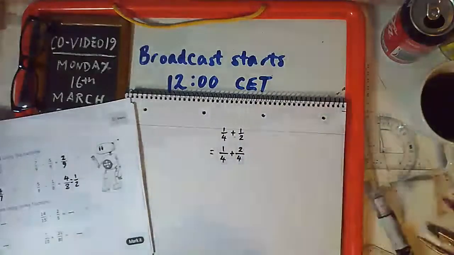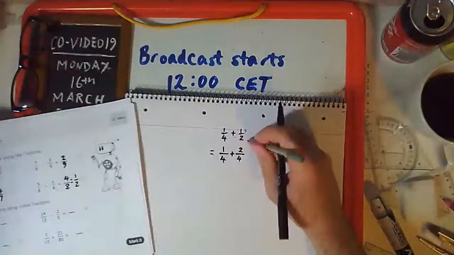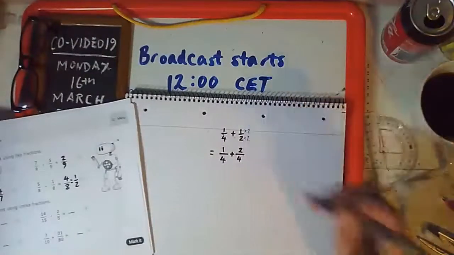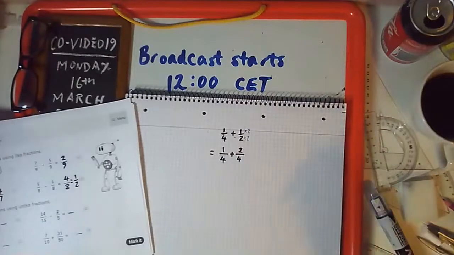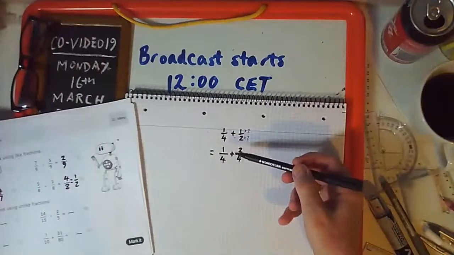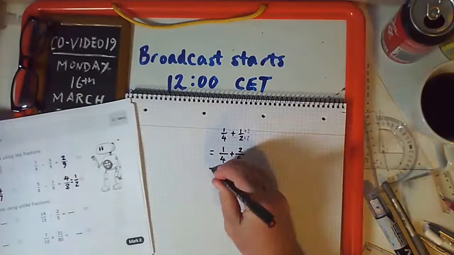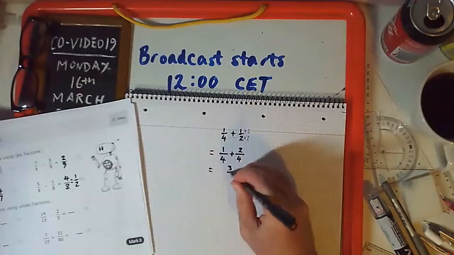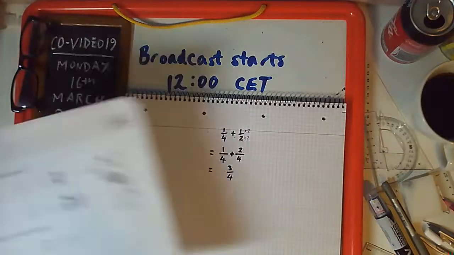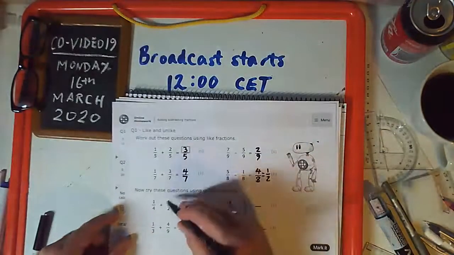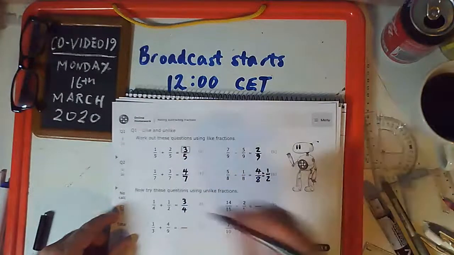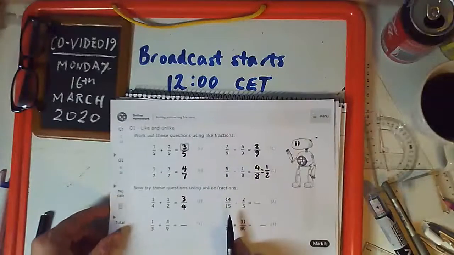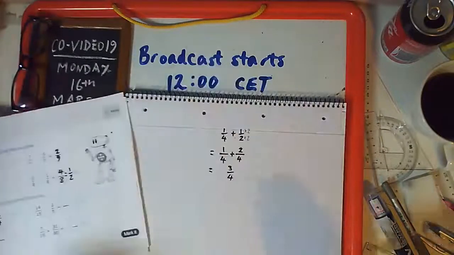So what you're doing there is you're multiplying the bottom by 2. So in effect, you're multiplying by 2/2, and 2/2 is the same as 1. So you're really only multiplying by 1. So I've changed it into 1/4 plus 2/4, and then I just add the tops, the numerators, to get 3/4. So 1/4 plus 1/2 makes 3/4.